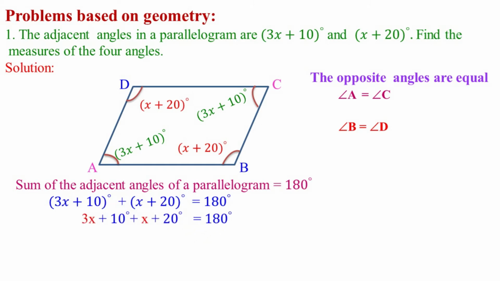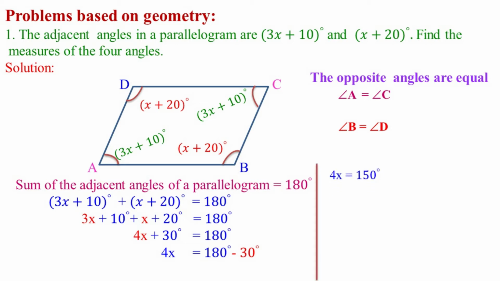Now remove the bracket. On removing, we get (3x + 10)° + (x + 20)° = 180°. Add the like terms. Therefore, we get 4x + 30° = 180°. Now we have to find the value of x. For that, you have to transpose 30 to the right hand side. On transposing, we get 4x = 180° - 30°. On subtracting, we get 4x = 150°.